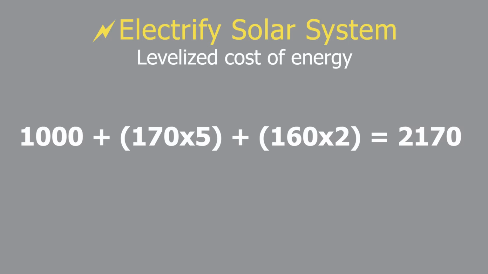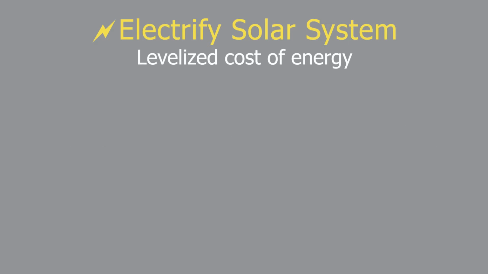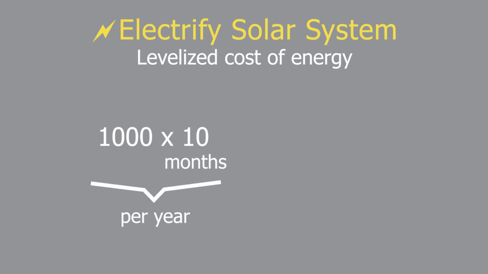Now let's calculate the total units that would be generated over the lifetime of the plant. Electrify solar system generates 1000 units per month. Multiply it with the months in the year, not 12 but 10, because in the winter months people use less electricity. So we will use only 10 months. Now 1000 multiplied by 10, we get the per year generation. Now multiply it by 30 to get the lifetime energy generation.